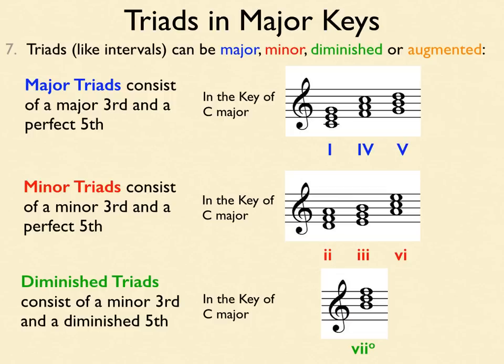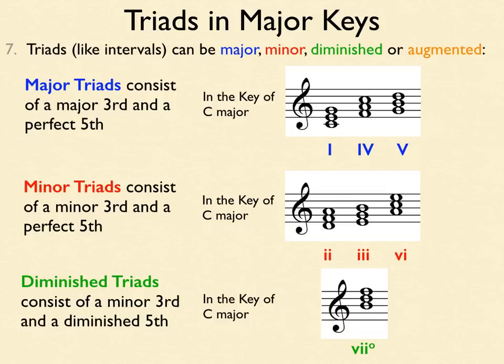So hopefully at this point you'll be able to see that there is a different way of writing Roman numerals depending on whether or not the triad is major, minor, or diminished. For all major triads, the Roman numerals are capital, or uppercase. So you always write your Roman numerals as capitals for major triads. For minor triads, your Roman numerals are always going to be lowercase. Just remember that's why they're written lowercase: it's to differentiate them between major triads and minor triads.